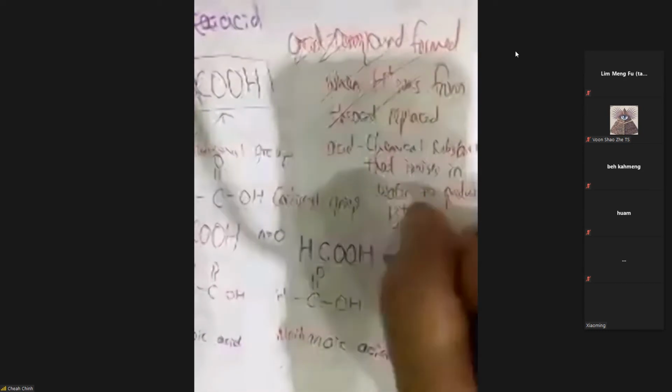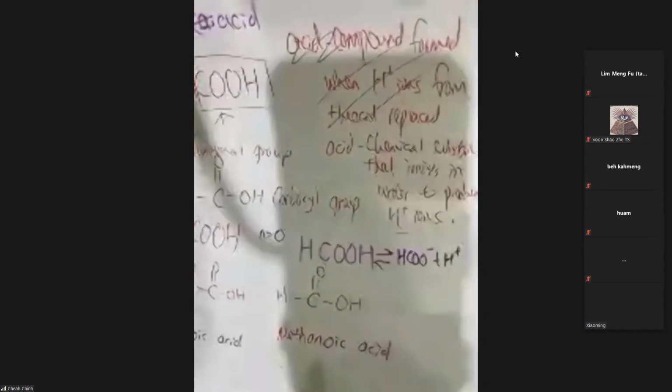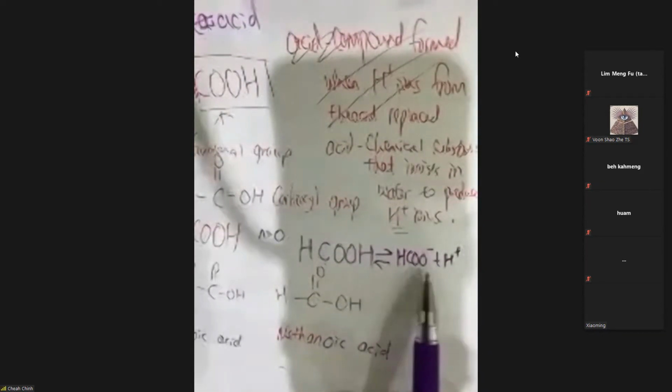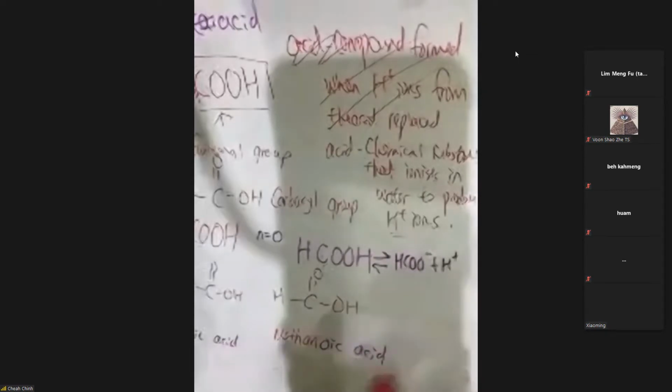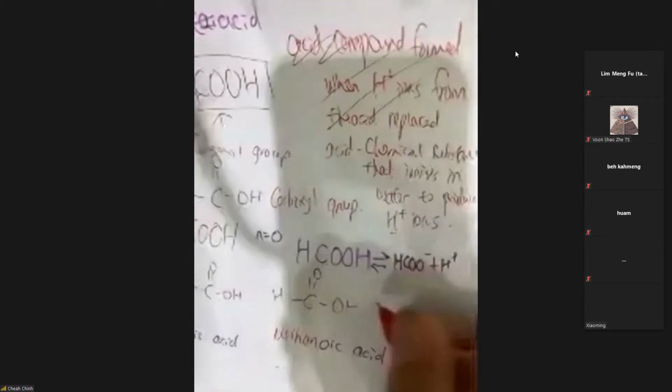So I take propanoic acid and methanoic acid as example. For methanoic acid, when we dissolve it in water, it will ionize partially, producing hydrogen ion. Same if we use the structural formula, also the same.